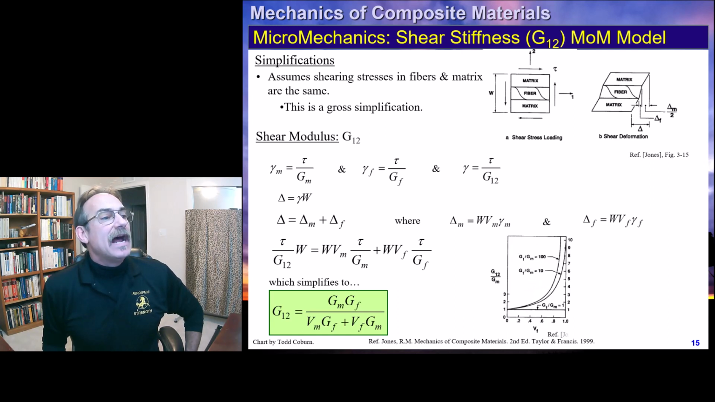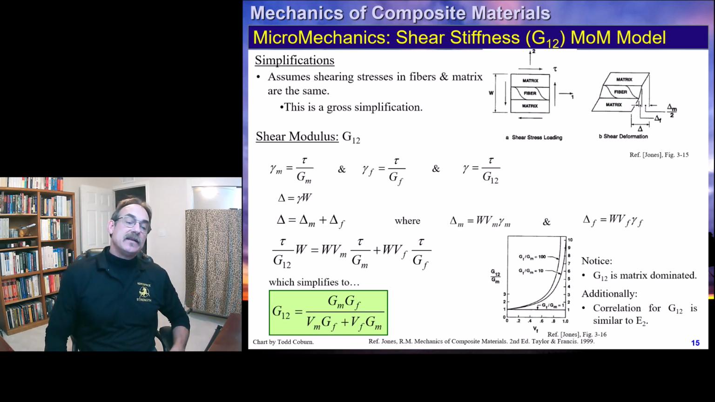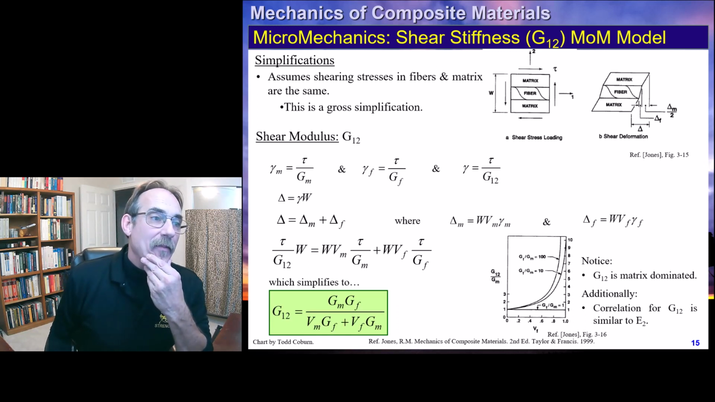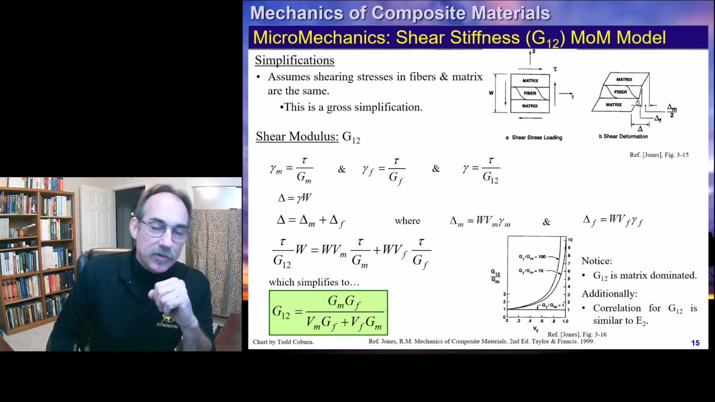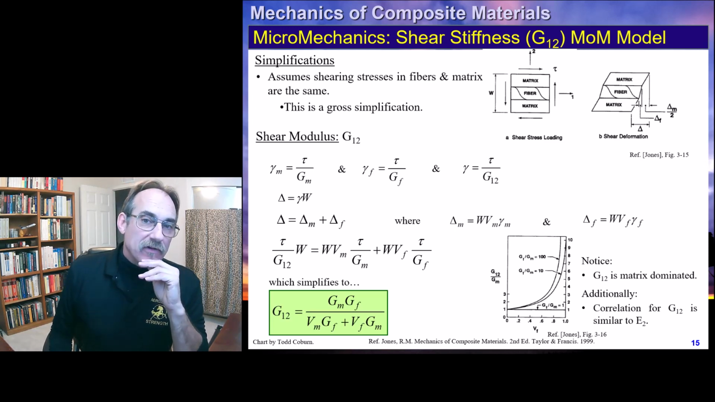If we plotted that out, it looks something like this. This is showing if that ratio of G of the fiber to the matrix is 1, it would be a flat line. And once again, with even about a 10-fold increase in shear modulus, we're going to see a lot of benefit for adding fiber. Correlation for this to testing is similar to E2, which means it tends to be a little overly conservative. The stiffness is probably a little bit higher than what we predict with this. Okay?